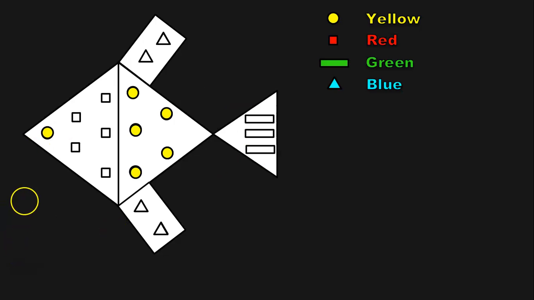Let us next locate the squares and color them in red. So here we have the squares. Color them in red. Next, locate the rectangles and color them in green. So where are the rectangles? We have 3 rectangles in the tail, and if you watch it closely, the 2 fins of the fish are in the shape of a rectangle. So they also should be colored in green.